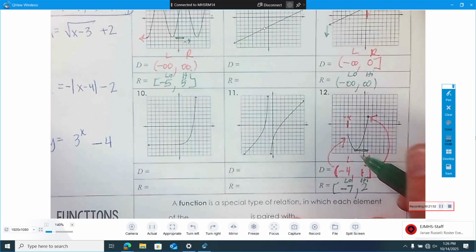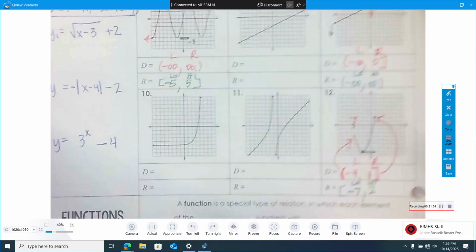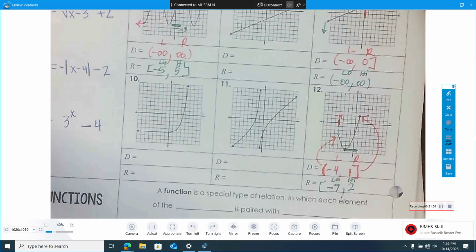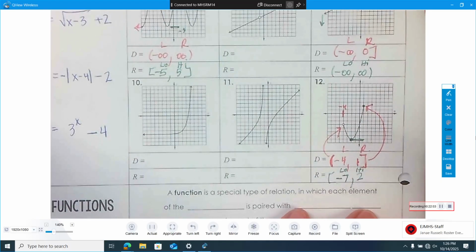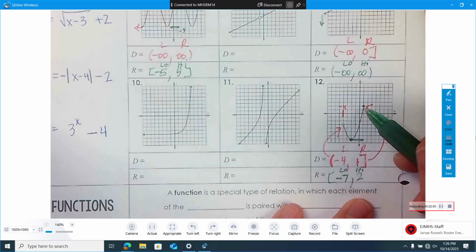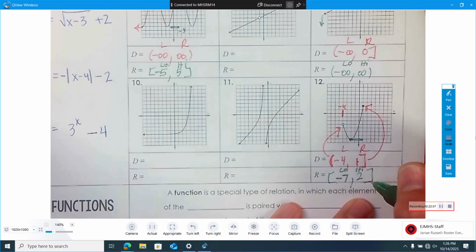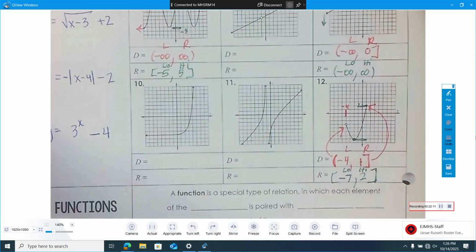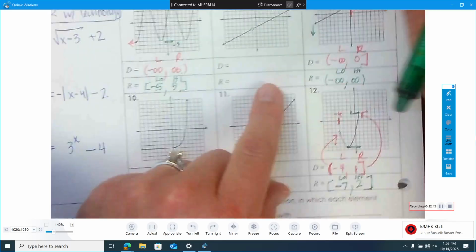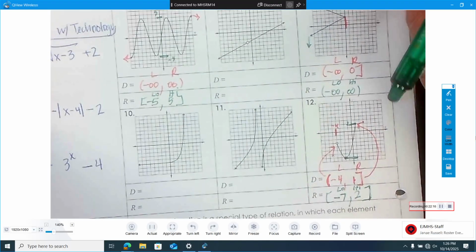It is a bracket. It's just a nice continuous, nice solid line. That's not a dotted line or anything like that. It is a nice solid equal to line. And then at 2, bracket as well. Again, because at 2, we have a nice solid dot there. So, perfect. Okay. 8 is tricky.